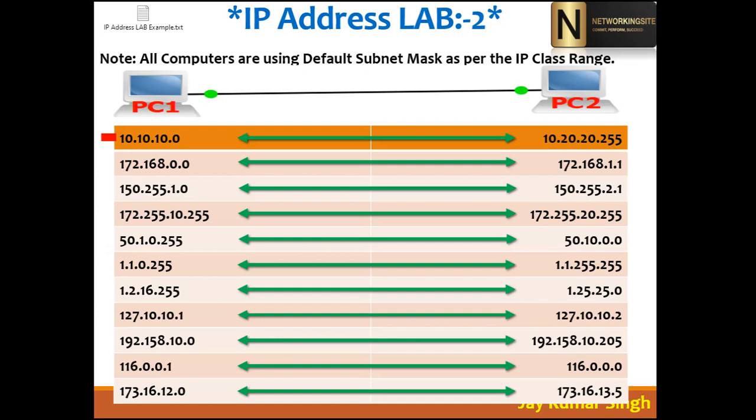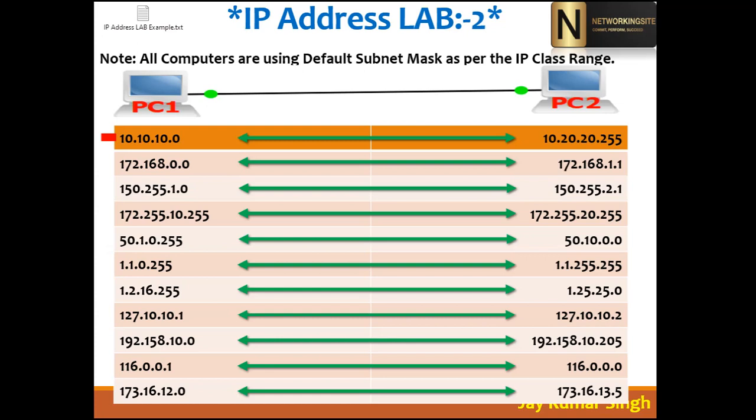We have three host parts in class A. How to understand the host part? Do you know the subnet mask of class A? The subnet mask of class A is 255.0.0.0. So whenever you are getting 255, that means network, and 0 is host.